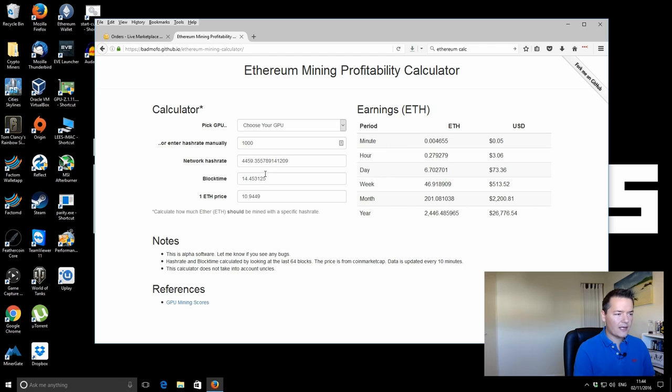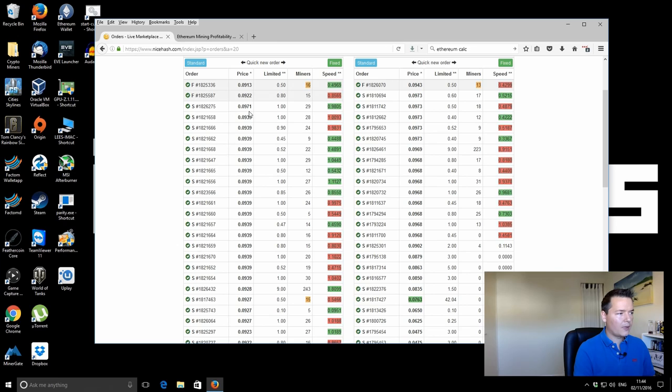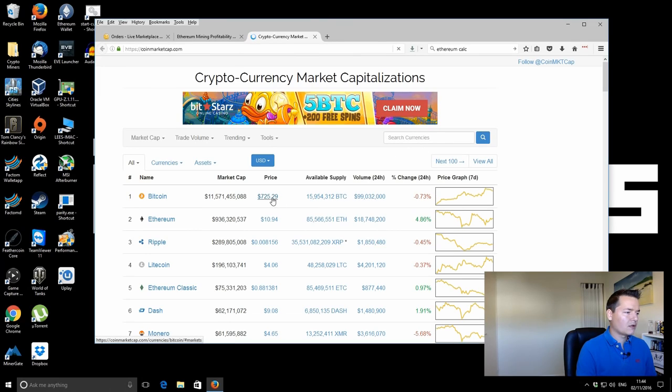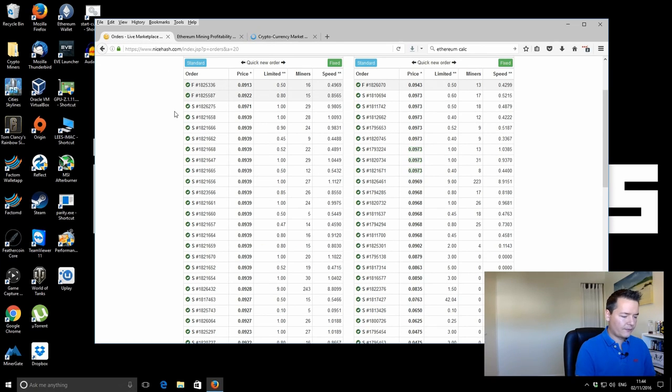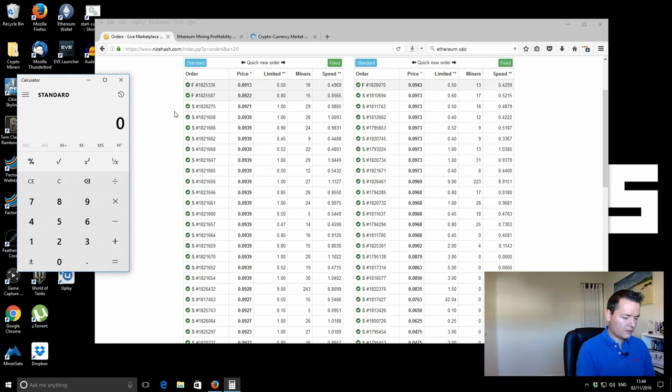Of course, all this is estimates, so you have to use your own judgment as well. But it would cost us 0.97. The current Bitcoin price is 725. So if we take 725 times 0.0971, it means that we're buying this hashing power for $70.39. See how that works?